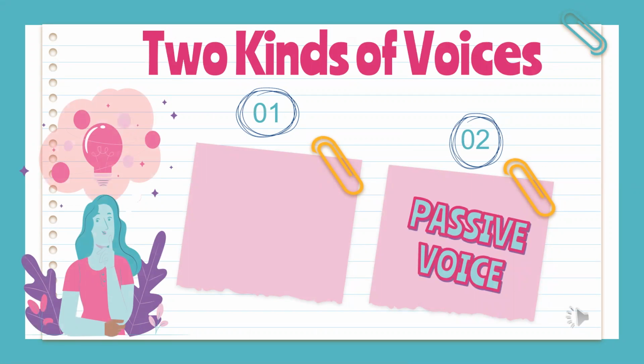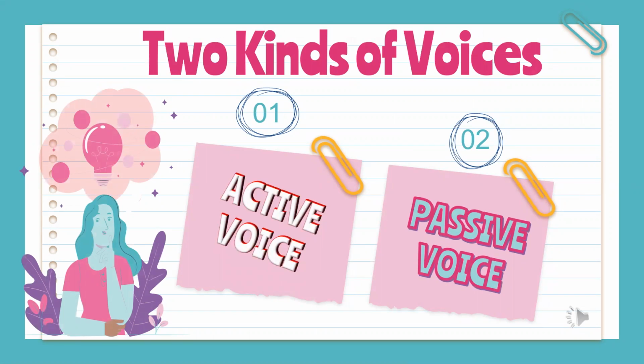There are two kinds of voices in the English grammar. These are the active voice and the passive voice. These two voices are expressed in different ways. This lesson will help you express yourself well, especially when you either want to give emphasis to the doer or to the action itself.